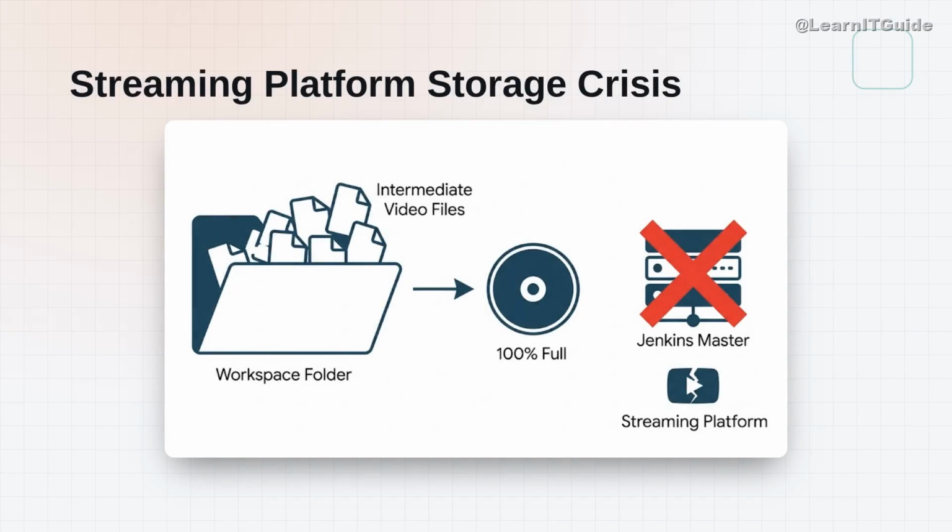Let me give you a real-world scenario. A video streaming platform serving 2 million active users had a Jenkins master that was crashing every single time they tried to deploy a major update. They were running 500 concurrent build jobs. They discovered a single workspace folder that had grown to 200 gigabytes because it was caching intermediate video files that were never cleared. By implementing a strict workspace cleanup policy and moving the artifact storage to an external S3 bucket, they reduced their local disk footprint by 70%. Their deployments became reliable again, and they saved thousands in storage costs.